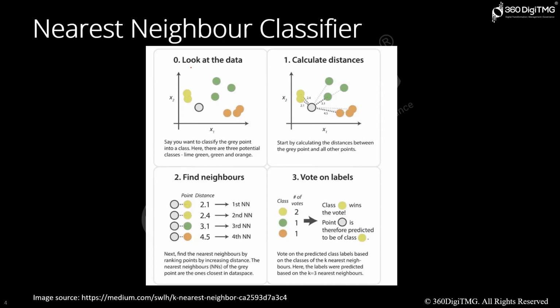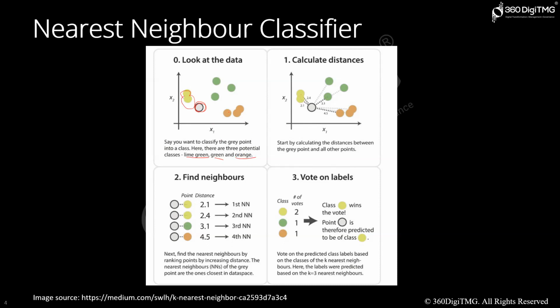Look at the data. Here we have data points of yellow, green, orange, and gray. We want to classify the gray point into a class. Here there are three potential classes: lime green, green, and orange. Sorry, this is not yellow but lime green, my bad.